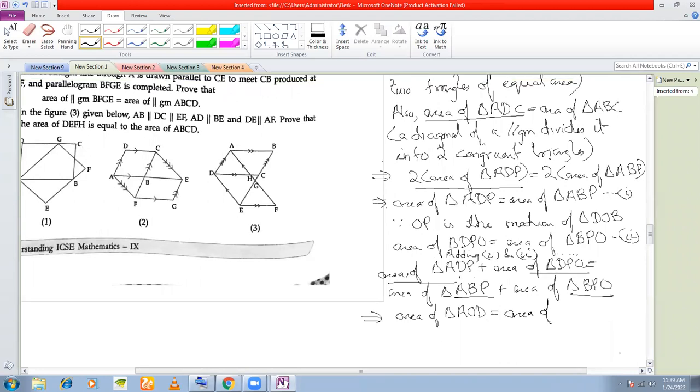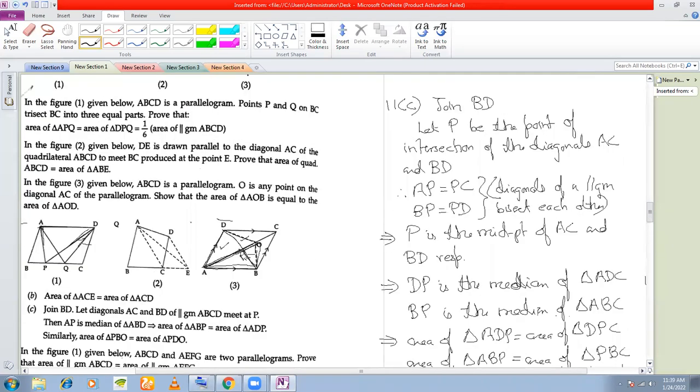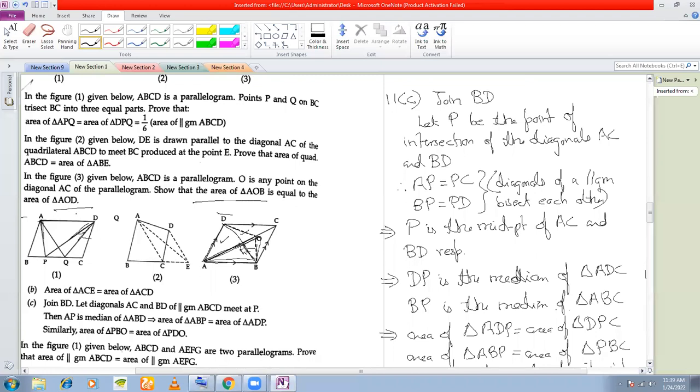Have I proved the result? This is what you needed to prove, right? Area of triangle AOB is equal to area of triangle AOD. So this is done, isn't it? Yes, sir. Okay. So I'll stop here.